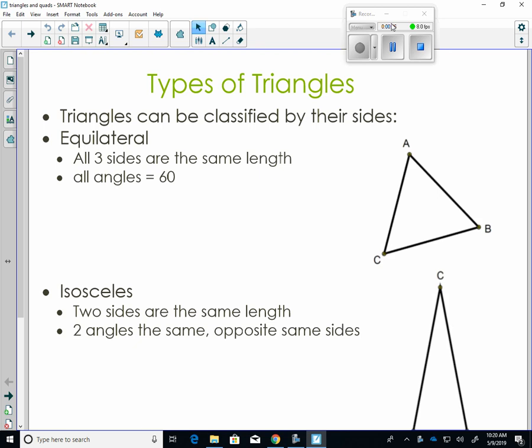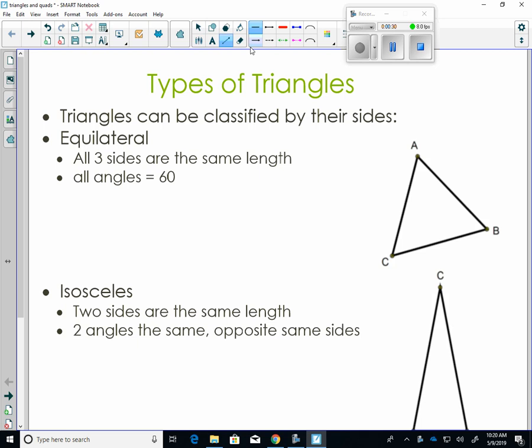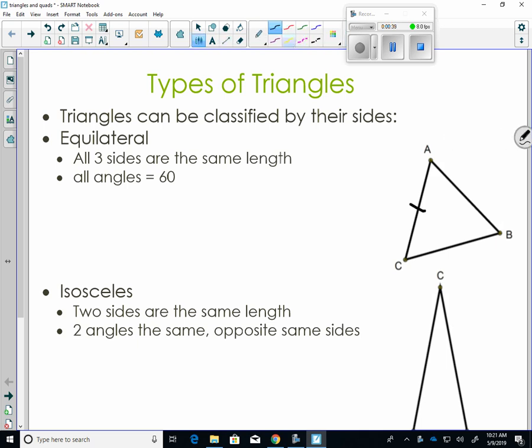To show that, generally they put like a little mark. Oh yeah, that line, right? They put like a little line. So when you see that kind of thing, that means they're all the same. That's how you show that. Okay? All three sides are the same.